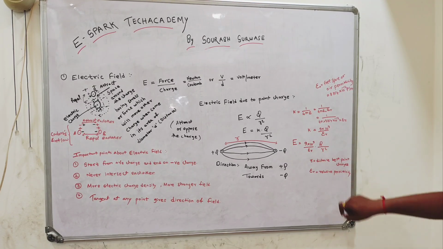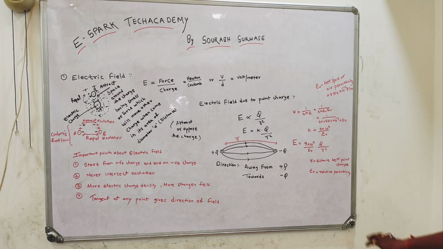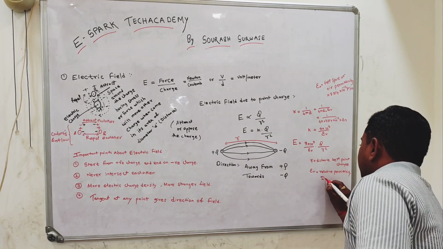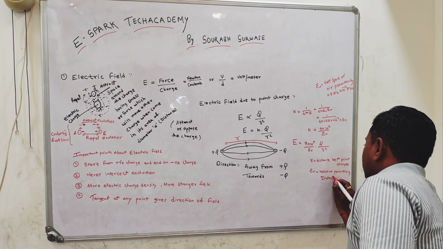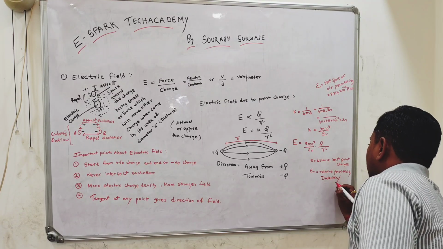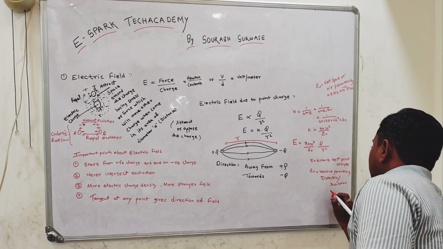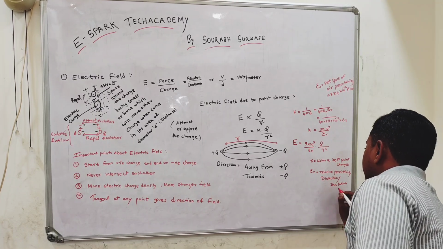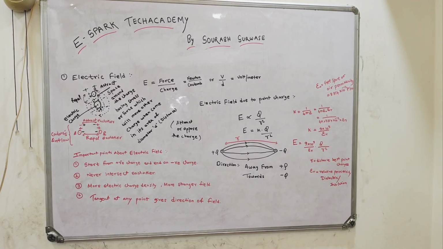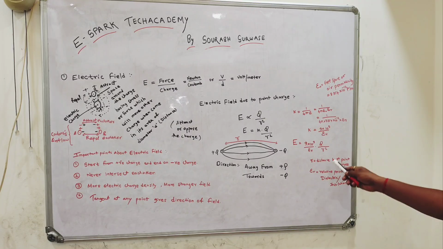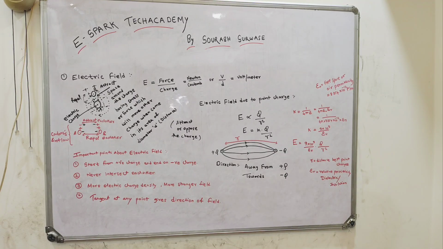Epsilon r is nothing but the relative permittivity, or you can say dielectric permittivity, of a dielectric or any insulation. This is nothing but the expression of electric field due to point charges.